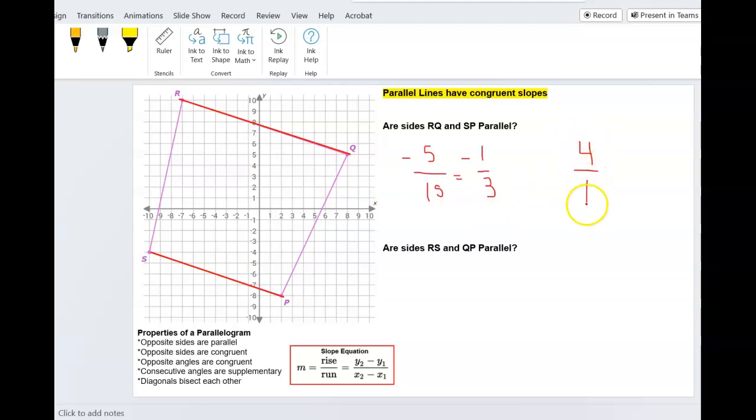And again, negative because that line is pointing downwards. And that simplifies to negative 1 over 3 as well. So those two red highlighted lines are parallel because their slopes are the same. So we're going to check the other two lines now.